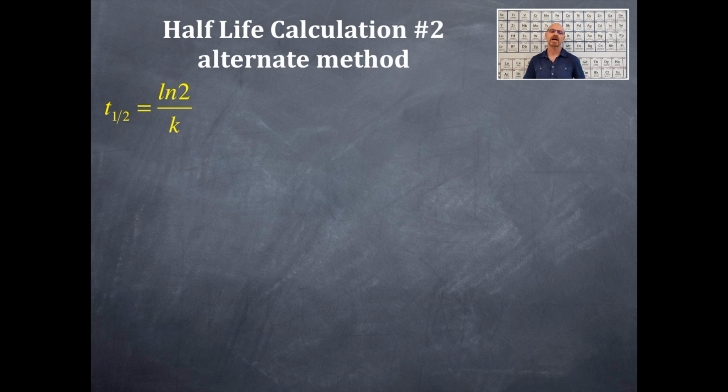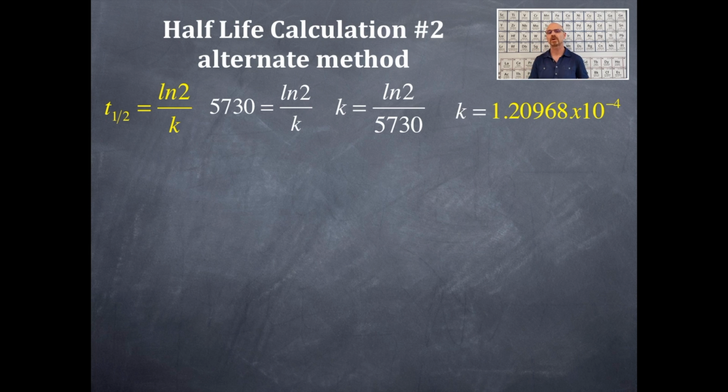So I'm going to plug those values in there, and my unknown now is going to be the k. So I'm now going to rearrange this and solve for k. So now I have natural log of 2 over 5,730. I'm going to do the division here, and this is what I get.